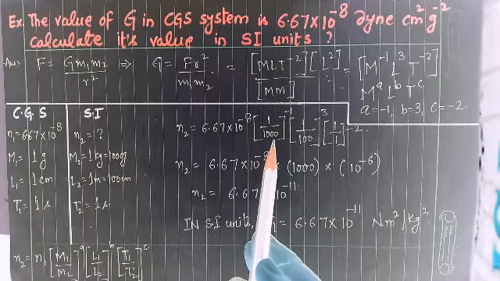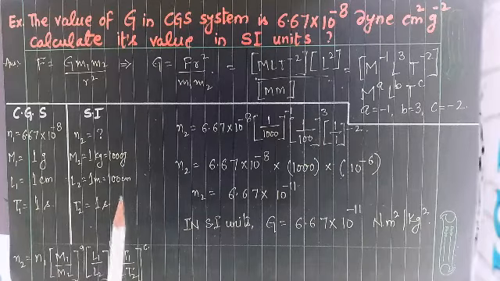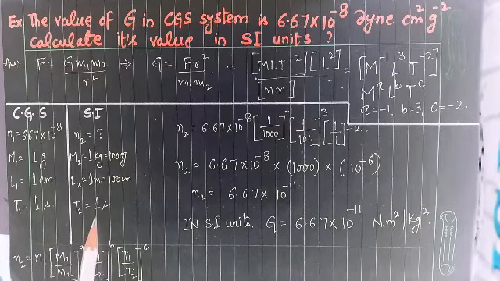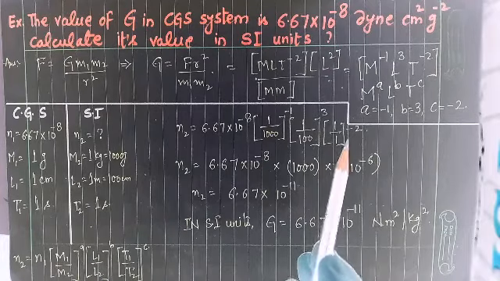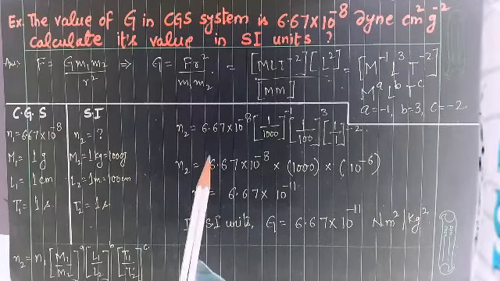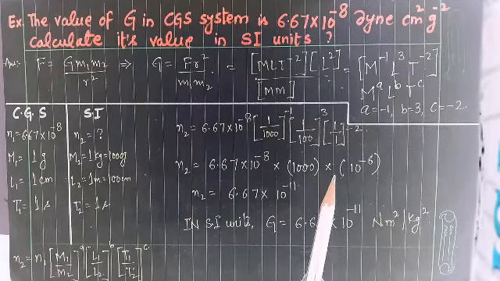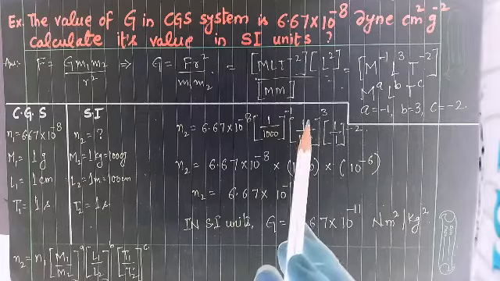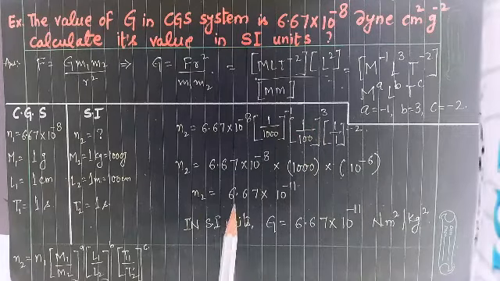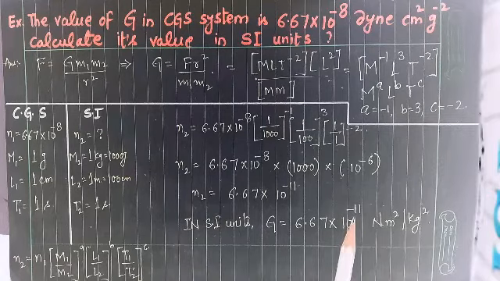Gram cancels out with gram. Similarly L1 by L2 becomes 1 upon 100. Centimeter cancels out with centimeter. Second cancels out with second. We are left with 1 raised to power minus 2, which will again come out to be 1. So finally we are left with n1 into this becomes a positive 1000 into 10 raised to power minus 6. So finally n2 is equal to 6.67 into 10 raised to power minus 11. So in SI units, G is equal to, we have calculated, 6.67 into 10 raised to power minus 11 and the units are Newton meter square per kg square.